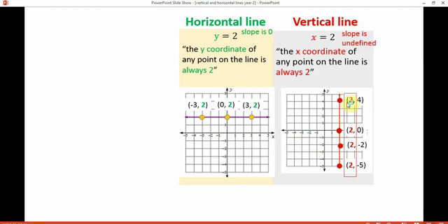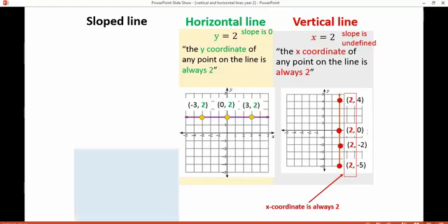Now, just like with our horizontal line where it didn't matter what our x coordinate was, it doesn't matter here what our y coordinate is, because this equation does not have a y in it. It just says that x is 2. So all I need to make sure is that x is 2.